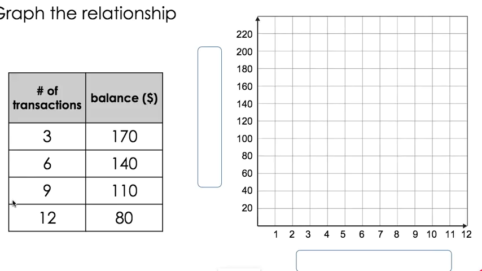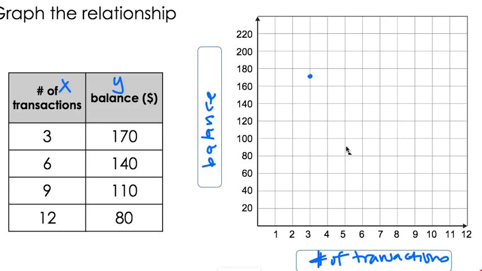Okay, so let's go ahead and graph this relationship. My number of transactions is X, my balance is Y. Always label your X and Y axis, so that you can keep track of what everything is. So 3 transactions is 170. 6 transactions, 140.